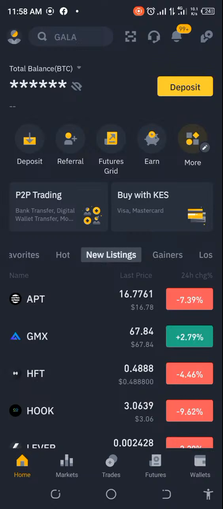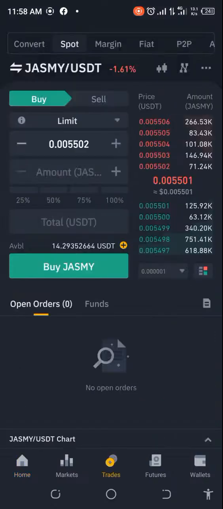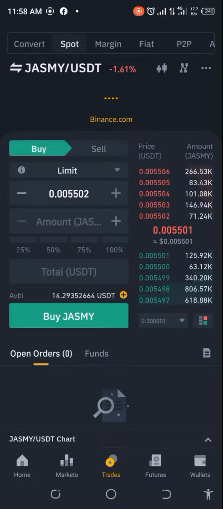So today, what are we doing? We're going to be continuing our triangular arbitrage. And today we're going to use another coin. So let's see. Now we're going to be using this coin called Jasmine.